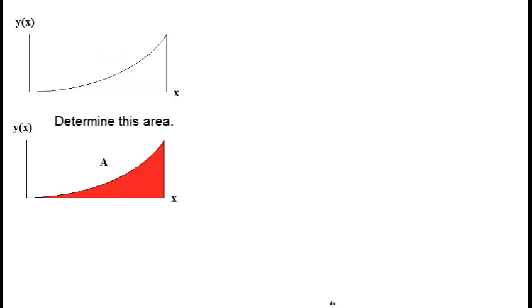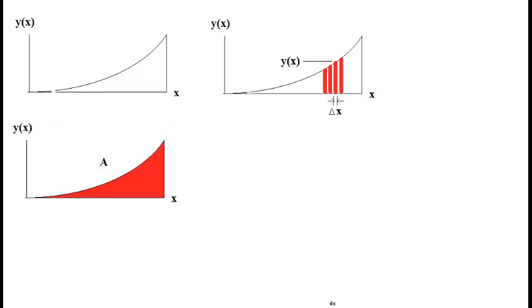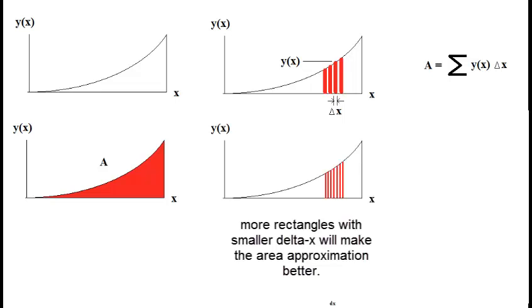We have some function, y is a function of x, and we want to determine this area. We can imagine a bunch of rectangles, each of height y and width delta x. The area of each rectangle is y delta x, and the sum of all of those small areas will be a good approximation for the total area. More rectangles with smaller delta x will make the area approximation even better.